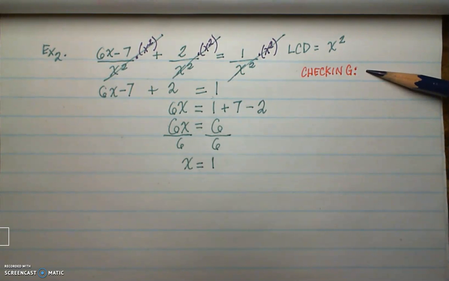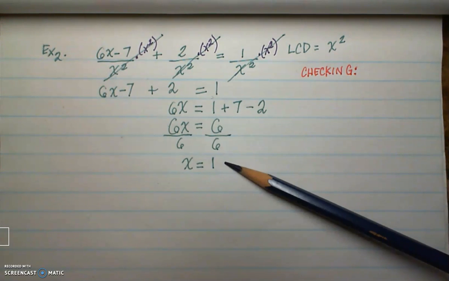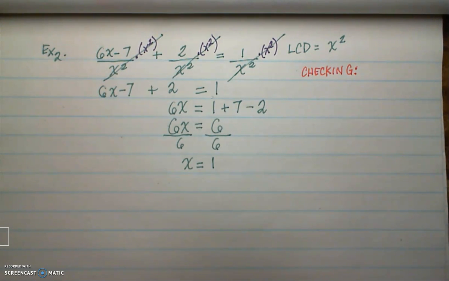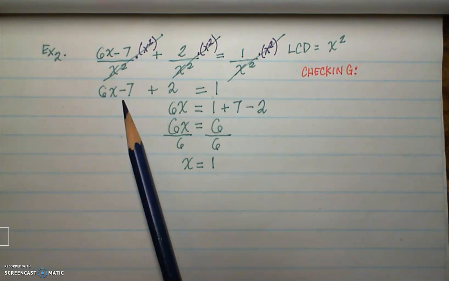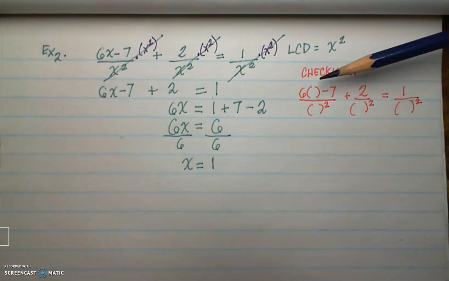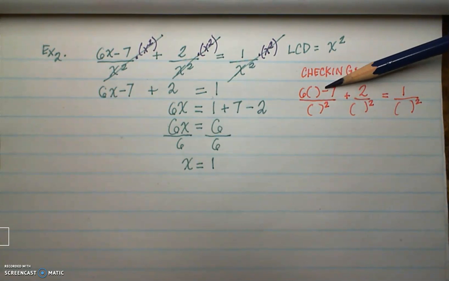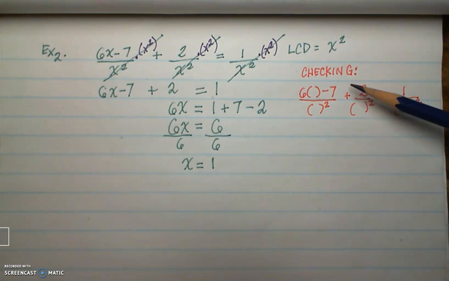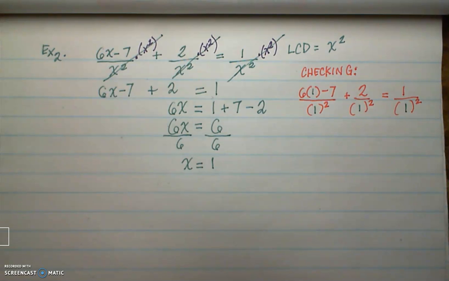The next step is to do the checking in order for us to know whether 1 is an extraneous solution or not. For us to do the checking, we're going to copy down the original equation, but whenever you see a variable, that variable turns to a parentheses. All right, so this is going to be 6x minus 7 over x squared plus 2 over x squared equals 1 over x squared. And then now it's just easy to get the 1 here and plug it in those parentheses.